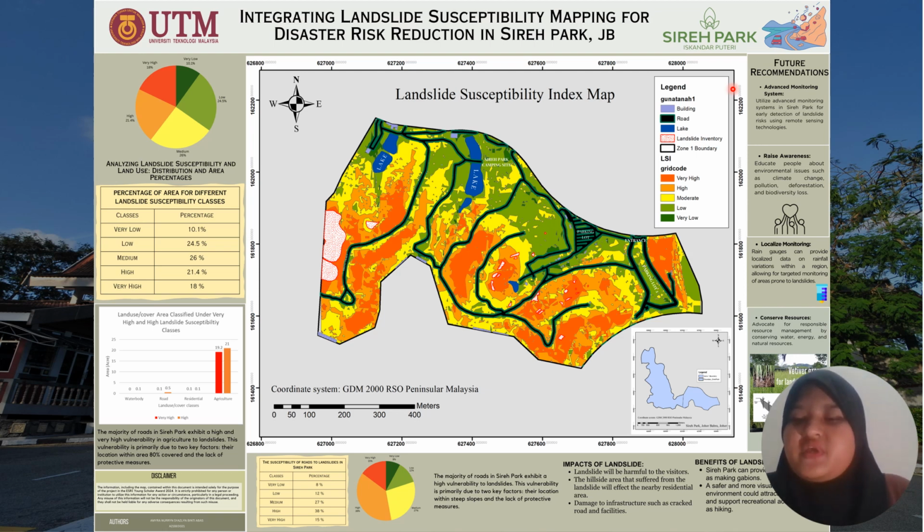Next is raising awareness, to educate people about environmental issues such as climate change, pollution, deforestation, and biodiversity loss, because this forest is in the center of the city's urbanization. And the third is localized monitoring. Rain gauges can provide localized data on rainfall variation that can be used for targeted monitoring of areas prone to landslide.